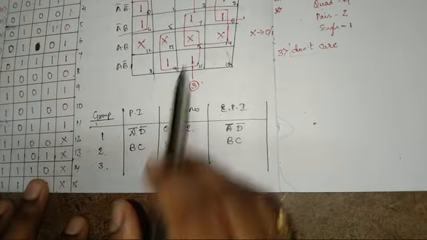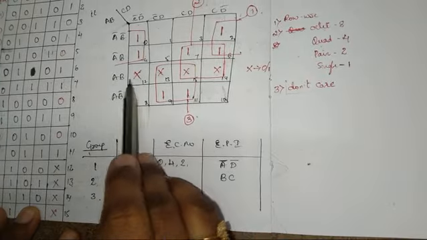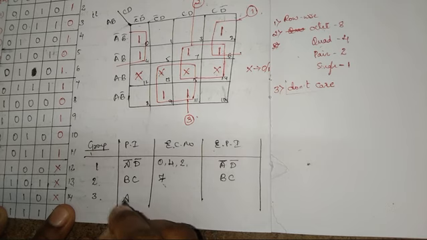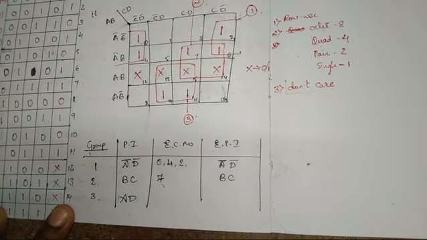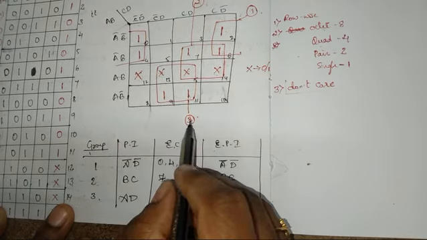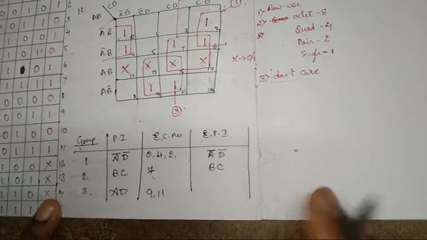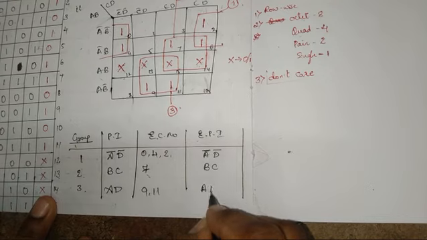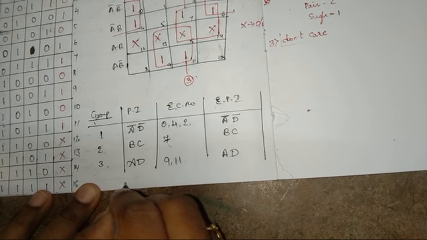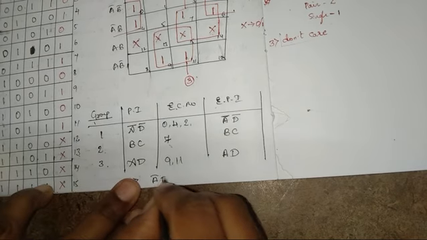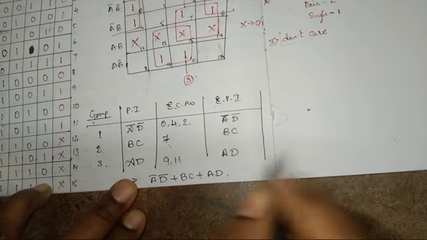Next, for the third group, B bar changed to B, so I have to write the A. Here C bar changed to C, so I'll write only D. Is there any essential cell number? See here, cell number 9 and cell number 11 are not being used by others, so it is AD. Fine. So the minimal sum is A bar D bar plus BC plus AD.